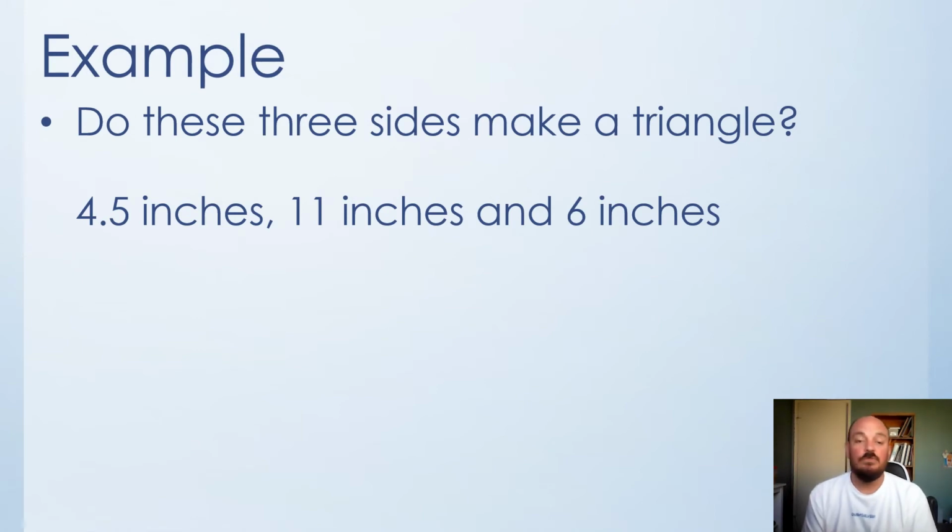So let's do a quick example. We'll say, do these 3 sides make a triangle? I have 4.5 inches, 11 inches, and 6 inches. So I look at them, and the first thing I say is, all right, well, the 11 is the biggest one. The small ones are the 4.5 and the 6. So I'm thinking to myself, okay, are the 4.5 and the 6 going to reach?